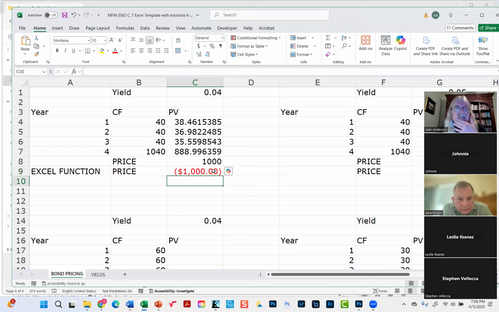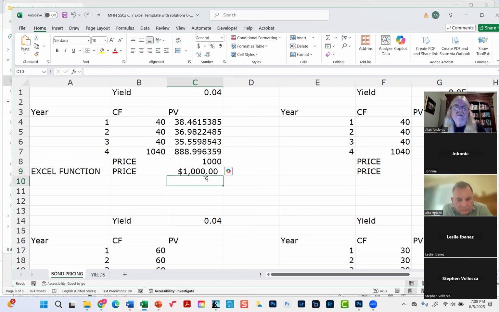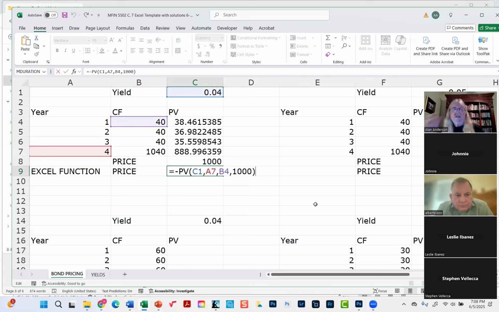Now, if you notice, it's giving us a negative because they're assuming that this is coming out of your pocket. If you want to avoid that, you can type a negative in front of this command. So it's got a different format, but this is the function there that you can use to avoid the need to calculate the present value of each individual cash flow. They're, of course, giving us the same answer. I don't know why the formatting is different, but they're both going to give us $1,000. Okay.